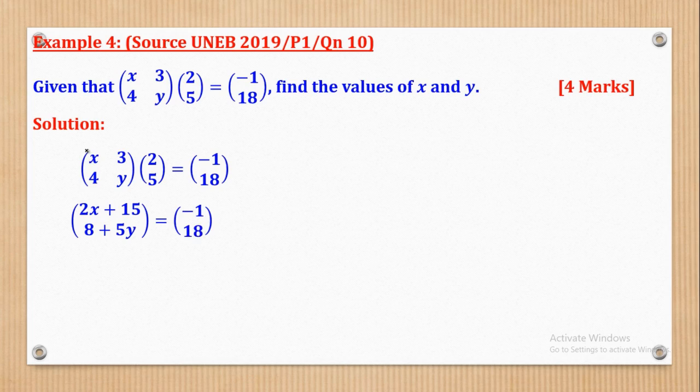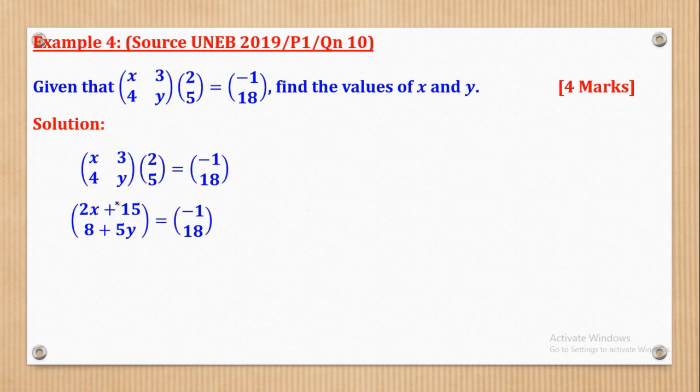So row by column will be 3 times x times 2 to give you 2x, and plus 3 times 5 to give you 15. The next will be for this row: 4 times 2 to come up with 8, and y times 5 to come up with 5y.